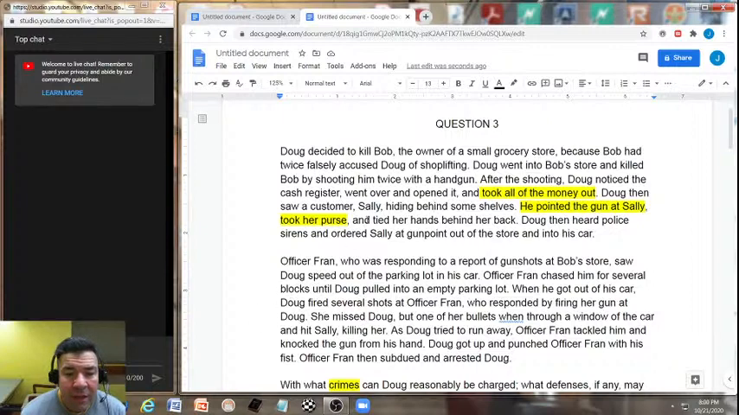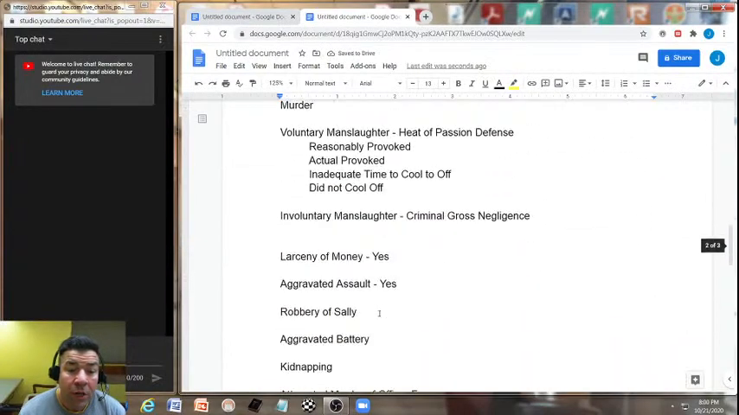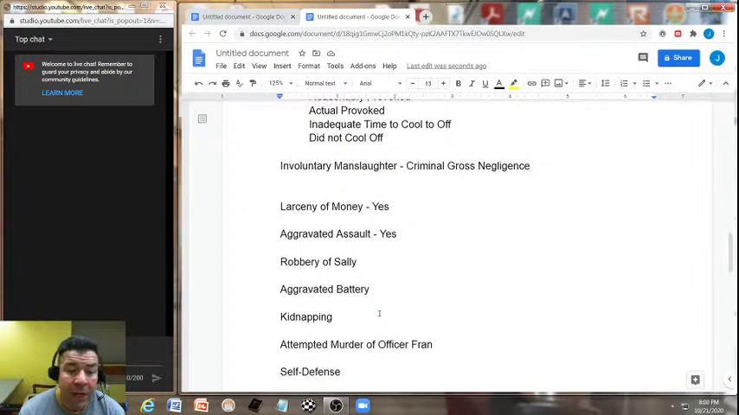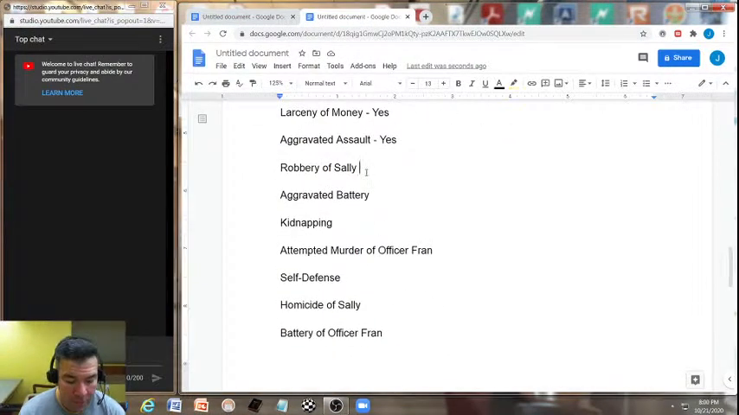Now, when he tied her hands behind her back, this is when, coming down to our issue spotting list, we already established yes on this one, the aggravated battery. And that is when he tied her hands behind her back. Remember, the aggravation is the presence of an aggravating circumstance or aggravated situation. What would be that aggravating circumstance? The presence of the deadly weapon.